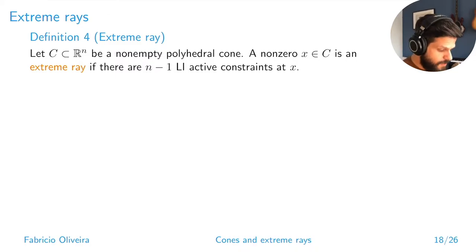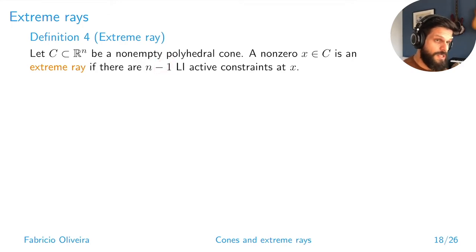And that's exactly it. So a non-zero vector in this cone is called an extreme ray if there you have n minus one active constraints. So that's a bit curious because there's this minus one here. We'll talk about that in a second, but that is the case. So for a polyhedral cone in R3, the extreme ray is where you have n minus one, two, polyhedral facets touching. The minus one comes from the fact that you're talking about rays.